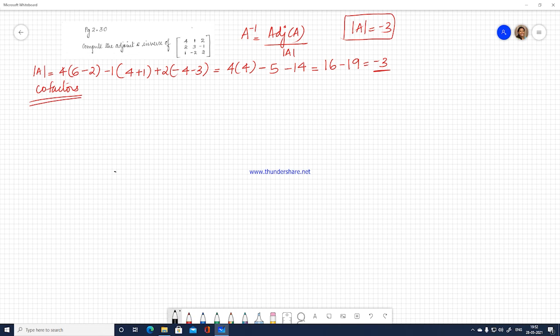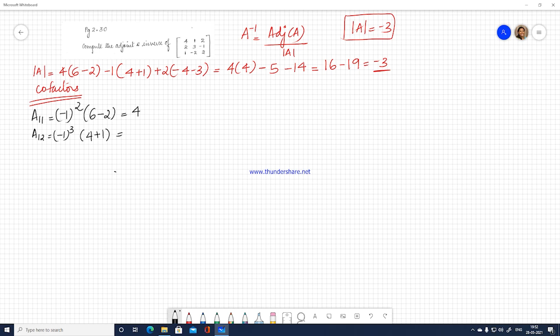So the cofactors: A11 is equal to minus 1 raised to 2 and 6 minus 2. That is equal to 4. A12 is equal to minus 1 raised to 3. So you cover this particular column and the row. That will be 4 plus 1.